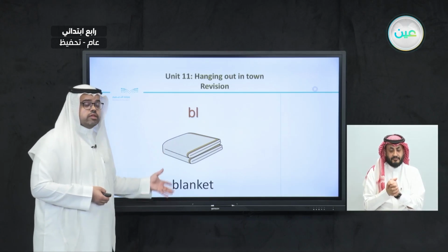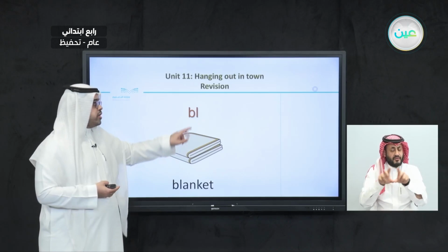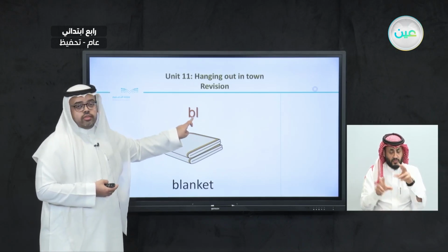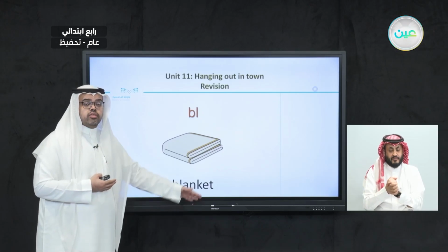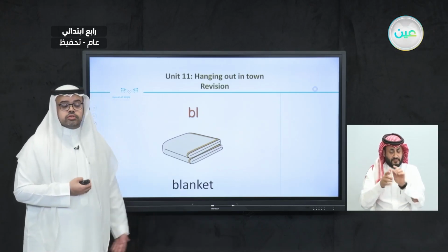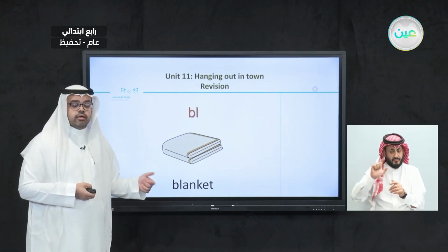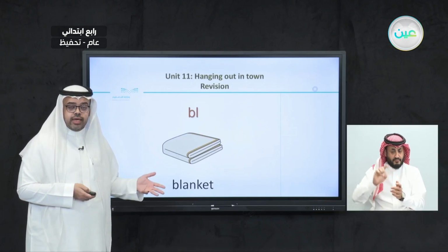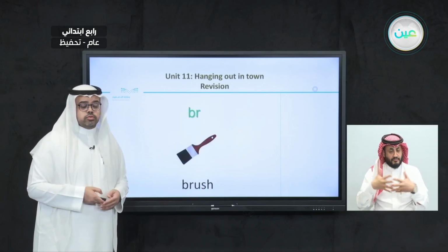So all of these are blends, and what do we mean by a blend? It is the sound of two letters that blend with the other letters in the word. For example, block, black, blue, and blanket. Now let's get to know the second blend we have.